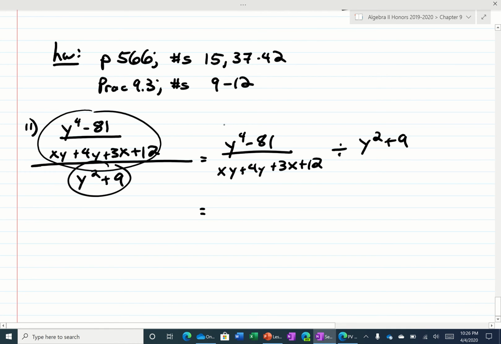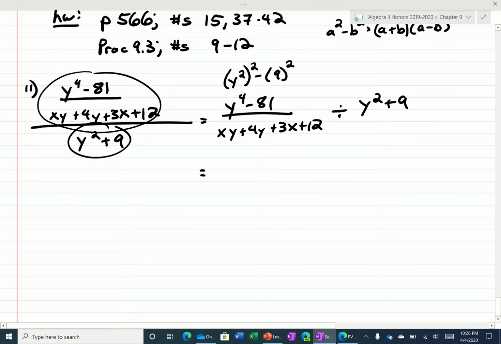So the top is the same thing as y to the second squared minus 9 to the second. When we have a difference of squares, the formula that we use is a plus b times a minus b. You should know your special cases. So I'm going to write what a is and what b is. So this factors to be y squared plus 9, y squared minus 9, which is another perfect square, but we'll deal with that later.